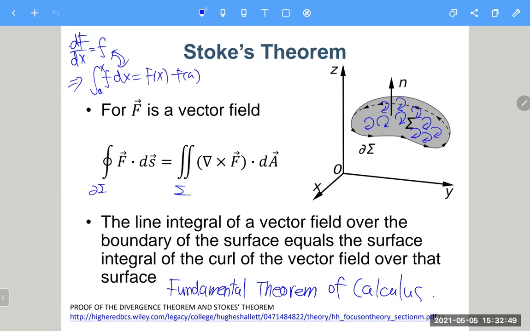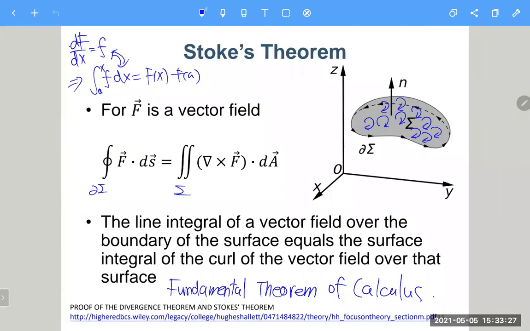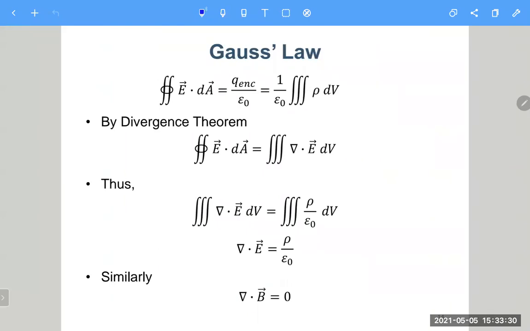Actually, there's a story about this Stokes theorem. At that time, Stokes was a professor teaching mathematics, and there was an exam. So Stokes tried to give this theorem as a question for the students. Only one student could prove it correctly, and the student was called Maxwell. And Maxwell used this to propose the Maxwell equations. So it is a related story about Stokes and Maxwell.